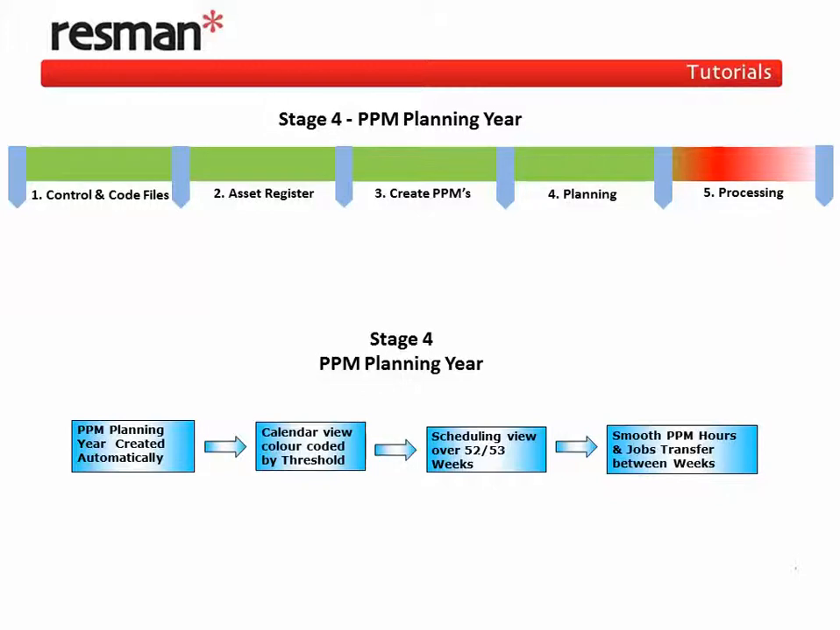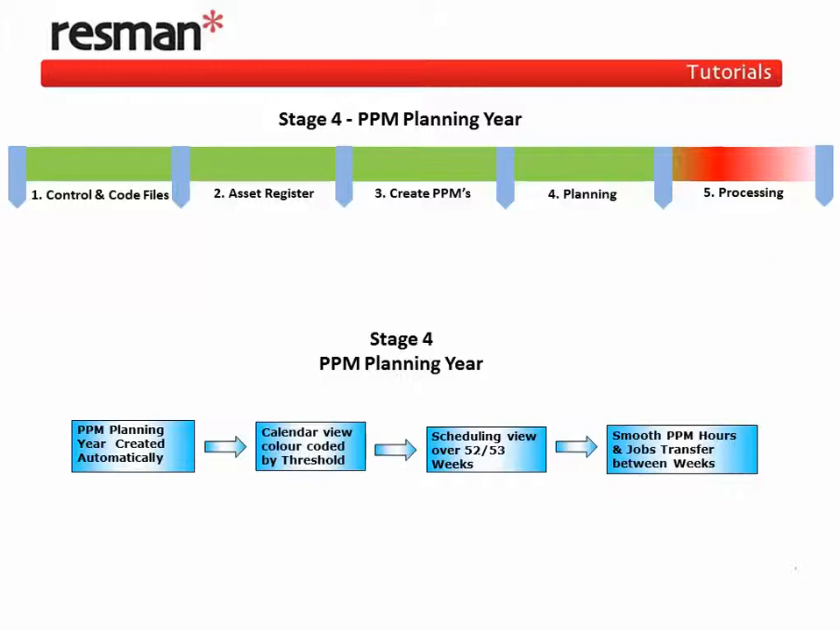In RMM, we refer to the PPM planning year, which is a year's worth of PPM jobs. This is automatically created when we attach a PPM reference which contains active jobs to an asset. When we set a PPM start date, the system then automatically slots those jobs into the correct week in the PPM planning year, based on their frequency.